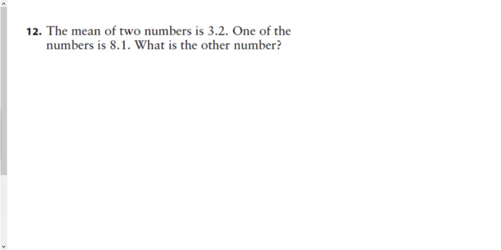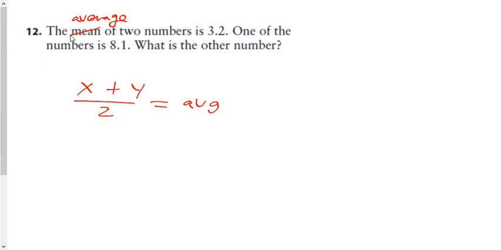Question number 12, it says the mean of two numbers. Oh boy, that's bad. The mean is a fancy mathematical word for the average. And if we think about the average, if we take two numbers and add them together and divide them by 2, you will get the average of those two numbers. So any two numbers added together divided by the number, so that would be the average.